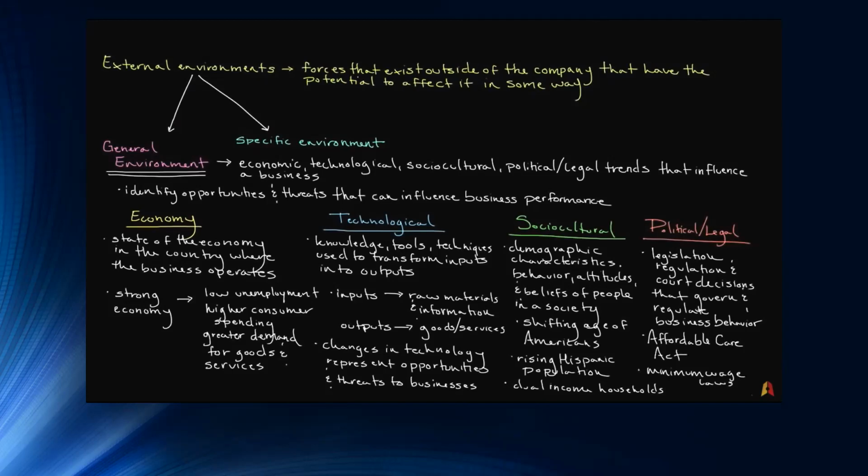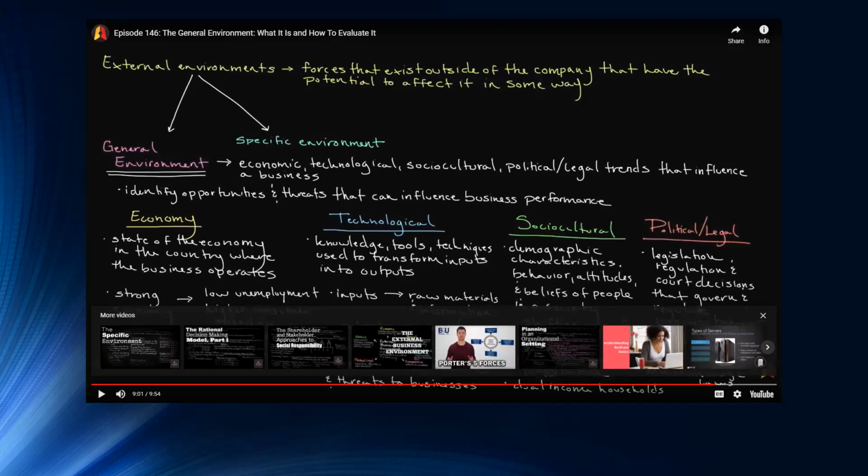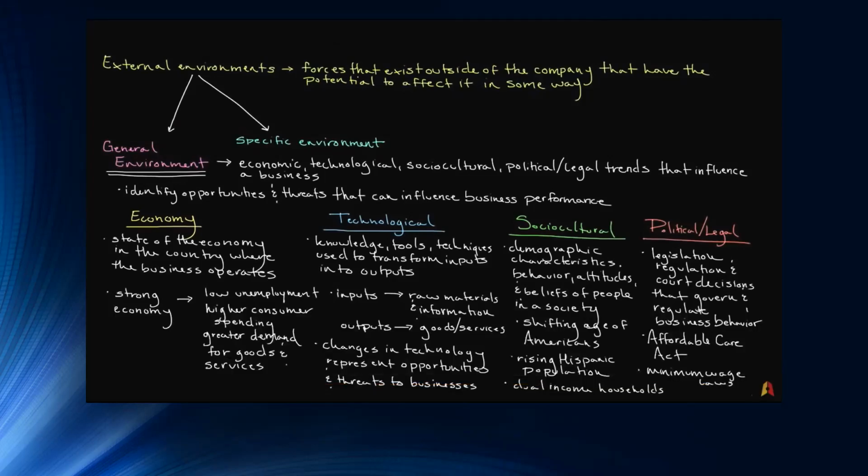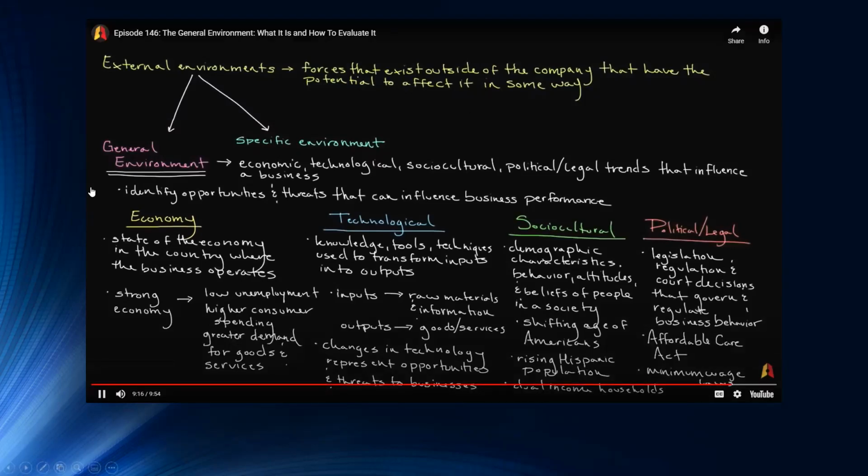These four areas, the economy, as well as technological, sociocultural, and political and legal trends, make up the general environment. And although business managers can't influence these changes or trends, they can anticipate them. Doing so will allow a business's managers to identify opportunities in the area of new markets and products, while also protecting their businesses against changes looming on the horizon. In our next video, we'll discuss the second component to external environments, the specific environment.